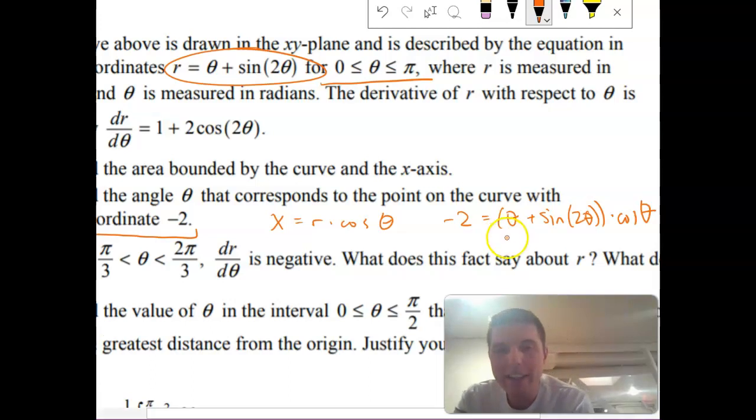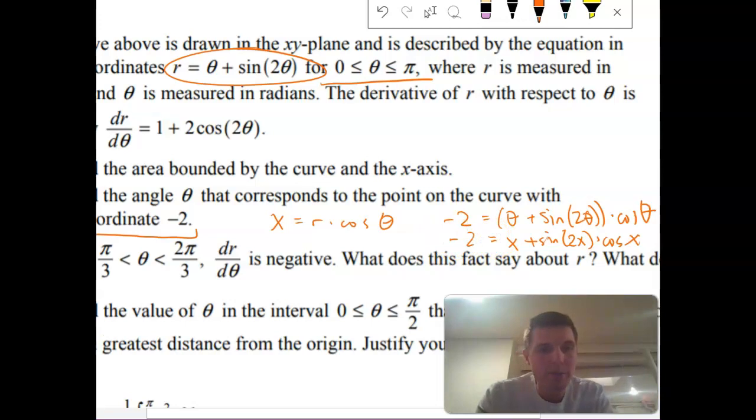And you can graph these as if they're x's. So x plus sine of 2x, I hate it when it shows up like that, sine of 2x times cosine of x. And then graph y equals -2 and find your intersection points.